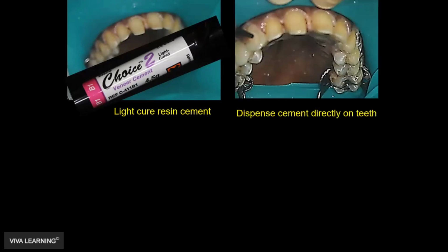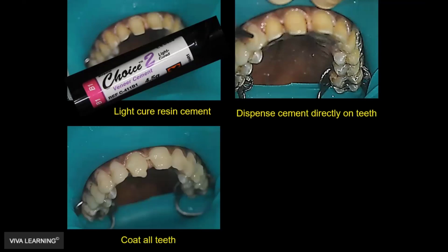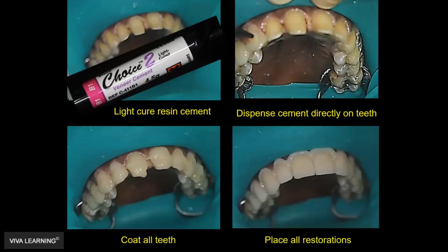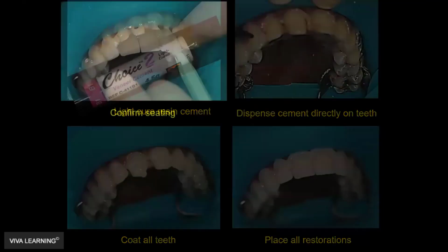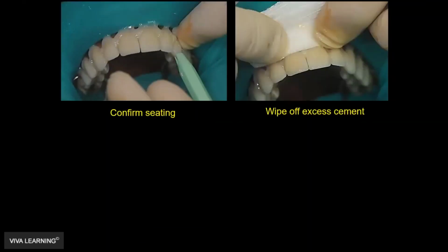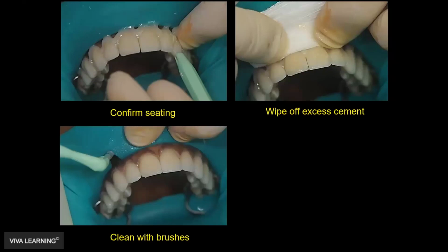I feel like it's easier to seat porcelain veneers if you put the restorations right on the teeth. We put the cement on all the teeth and we seat all the restorations at one time. We can work hands-free because the rubber dam isolates everything. We're going to make sure everything's seated. Then we're going to wipe away all the excess cement, facial and lingual, with cotton rolls, gauze, and brushes.